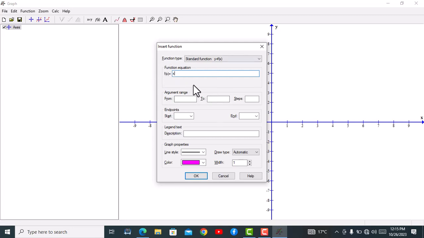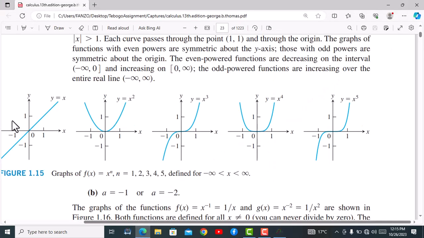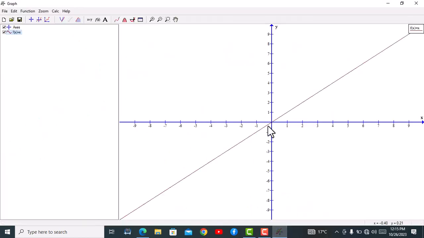And I'm just going to leave it like this, and I'm going to choose a different color. Let's take this one. And let me just press OK. And we have this function f at x equals x. There it is, exactly the same way as we have it there.